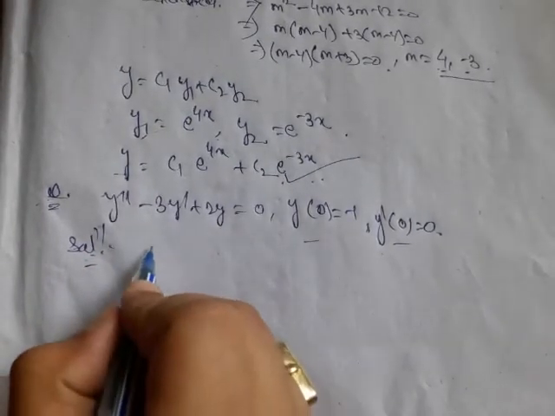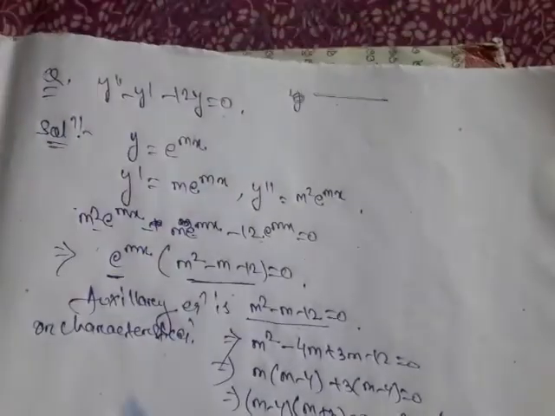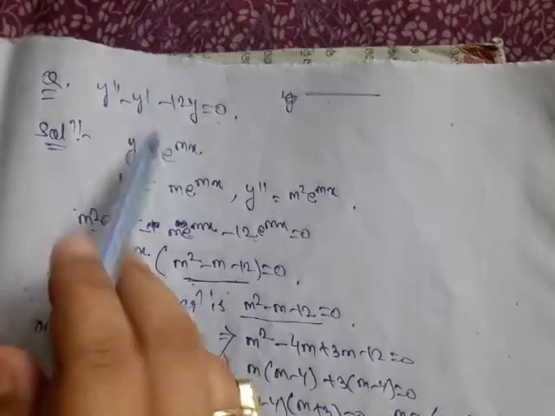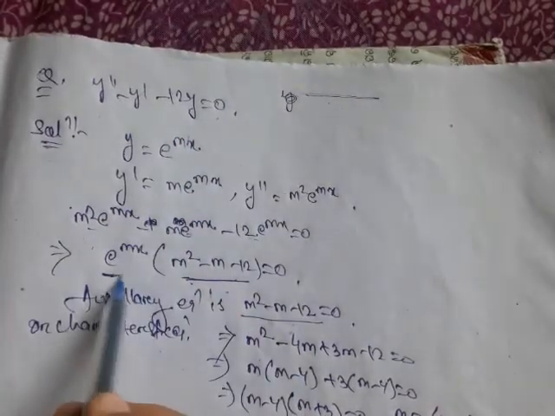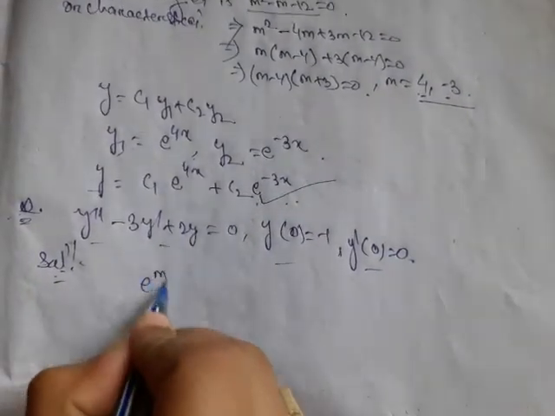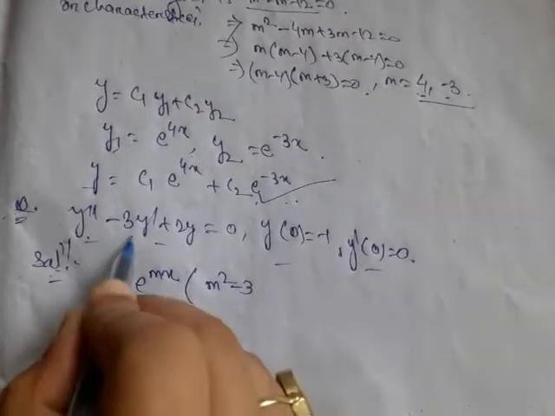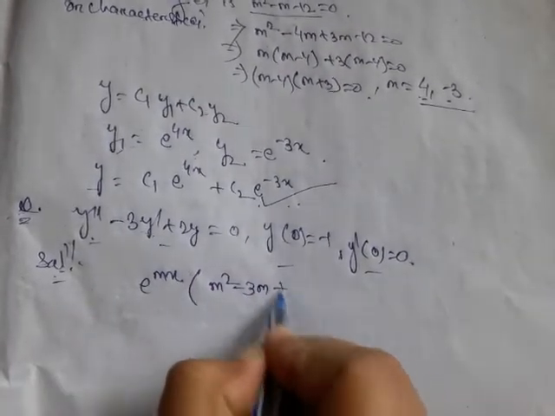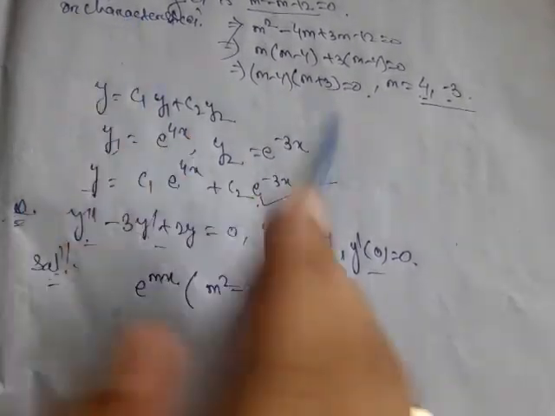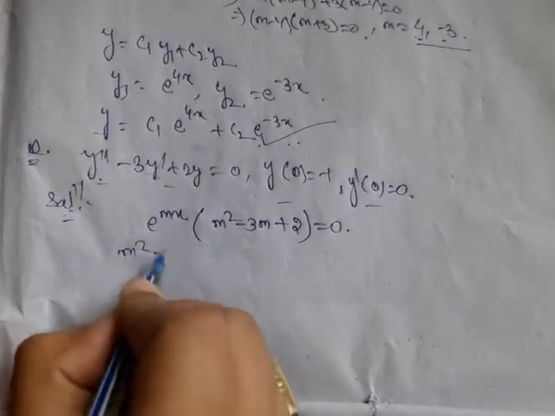First of all we find the roots. Putting e to the power mx directly, we get m square minus 3m plus 2 equals 0. Next we find the roots of this equation.